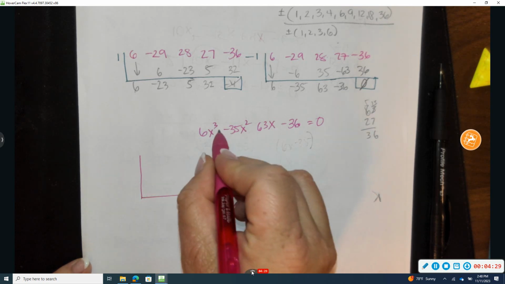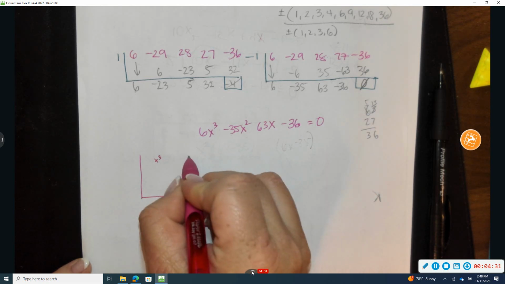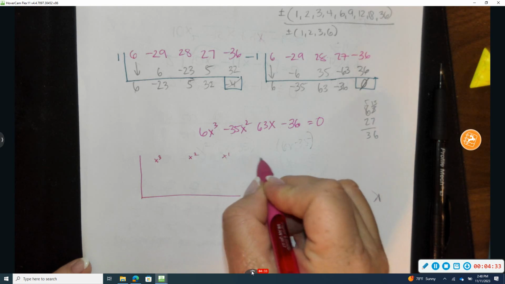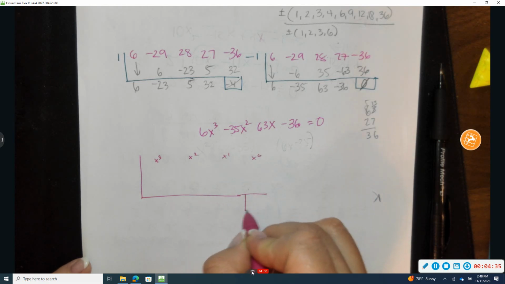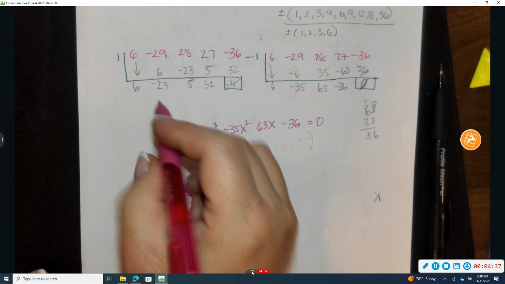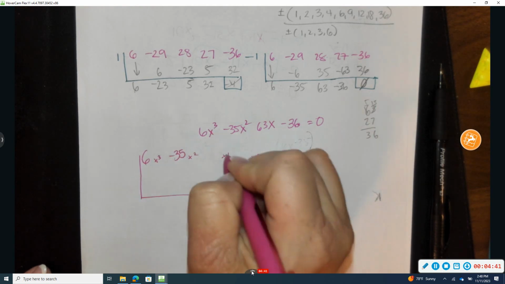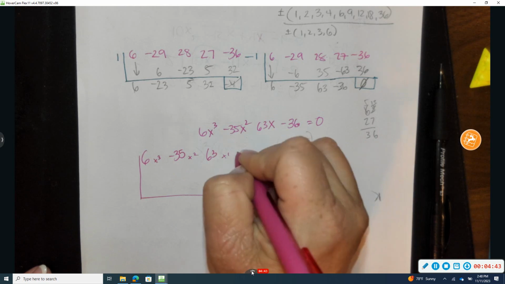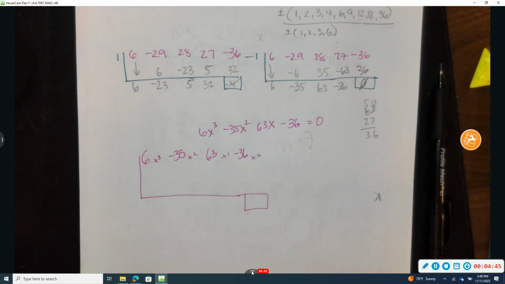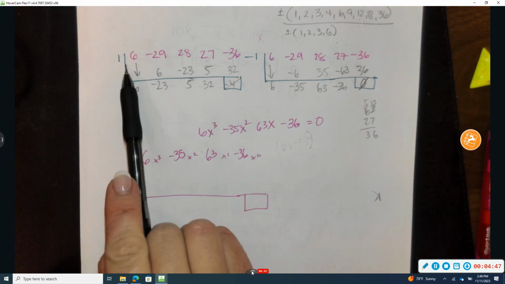Okay, so the largest degree is 3, so I have 3, 2, 1, and 0. And I'm going to be kind of lazy here, so I'm going to put in these numbers. The coefficients are 6, 35, 63, and -36. And now, again, I've tested 1 and -1.